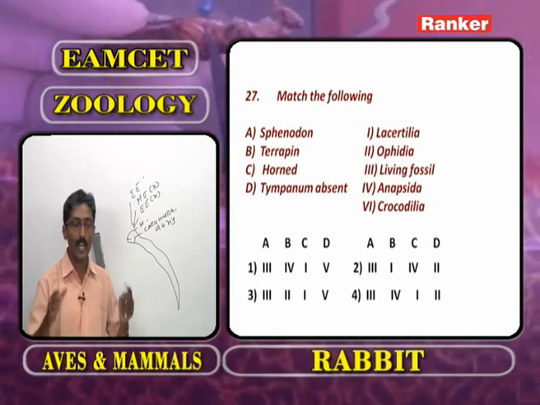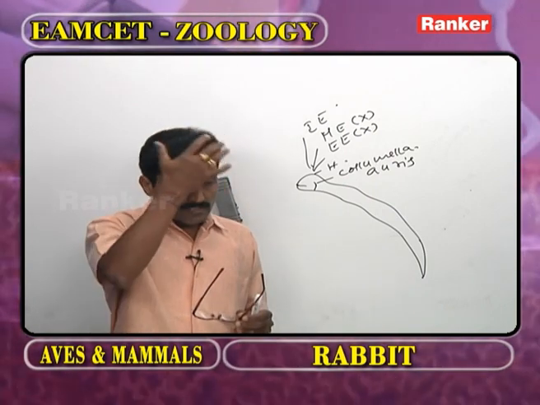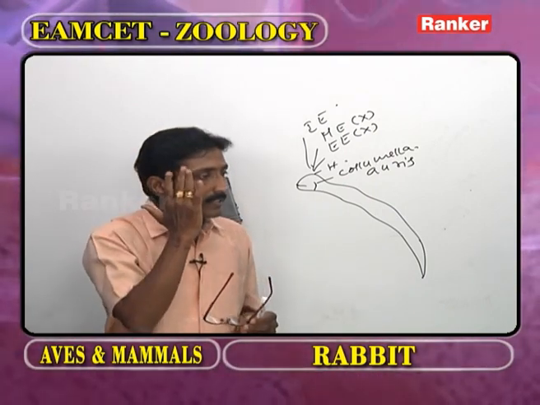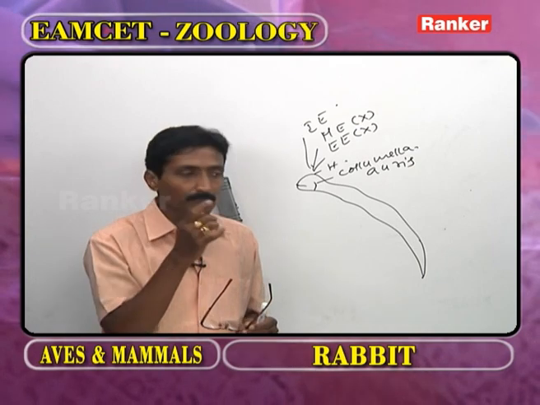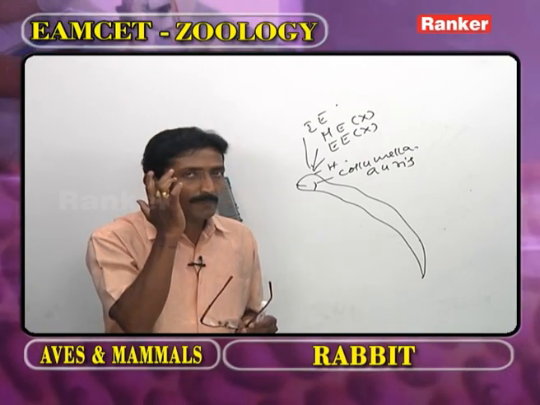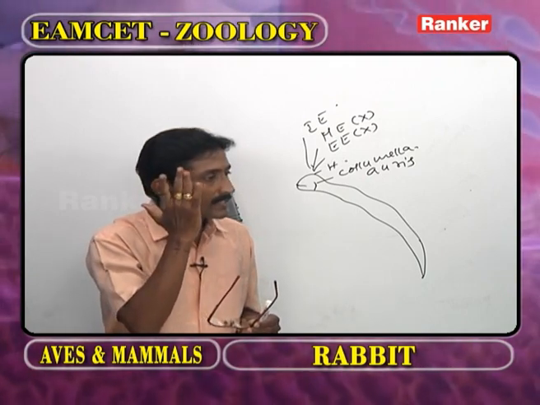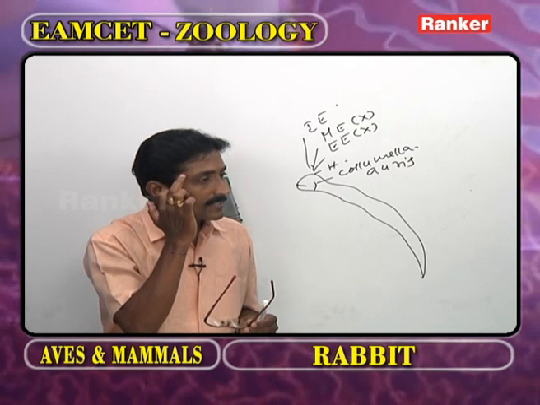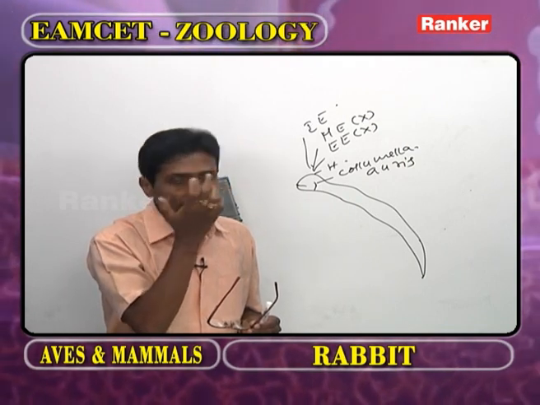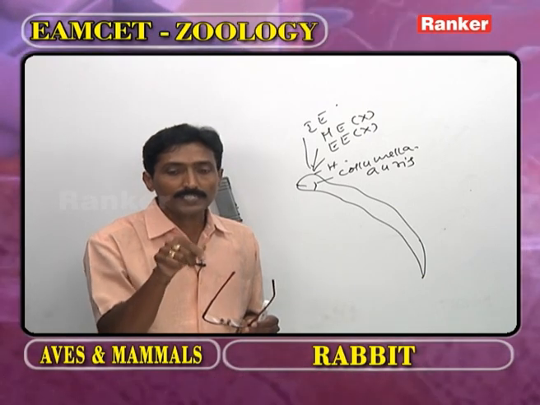What is meant by Anapsida? In the last class we discussed. Now this entire part is the skull. This is the temporal region. In the temporal region, if openings are absent, we call it an Anapsid skull. In some reptiles, in the temporal region there are no openings. Such type of skull we call an Anapsid skull.